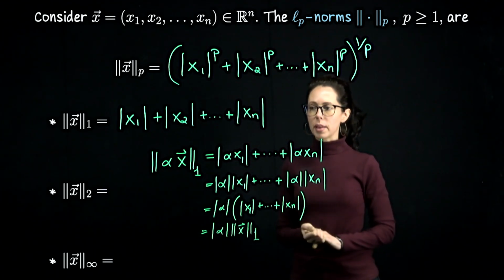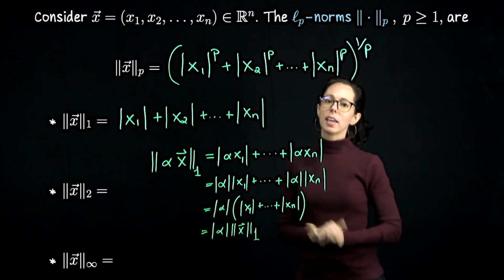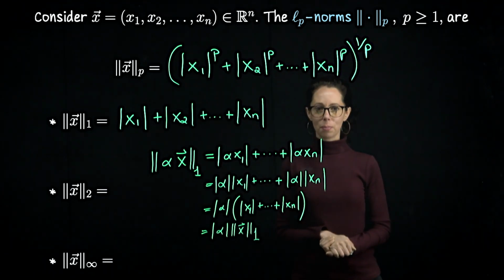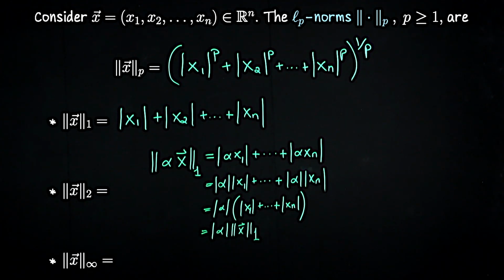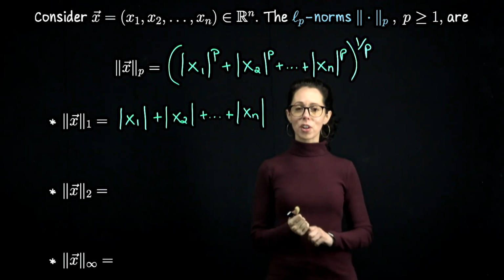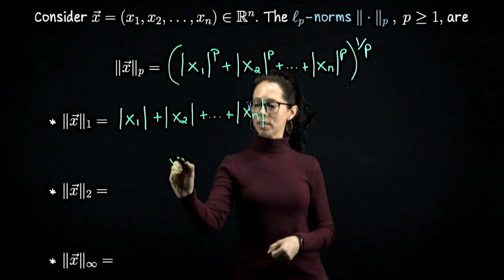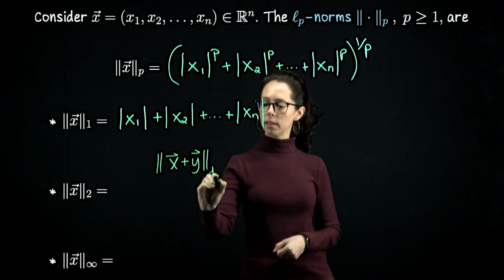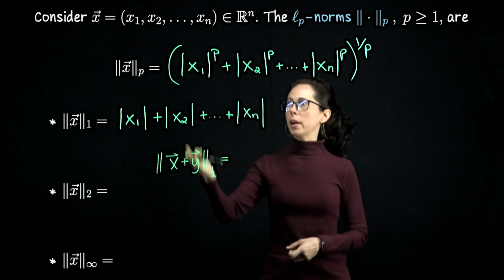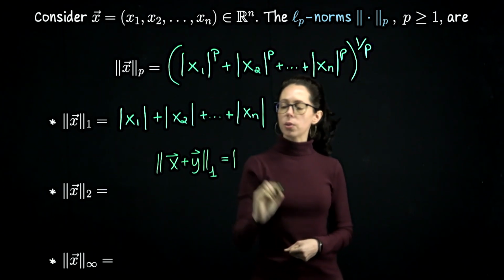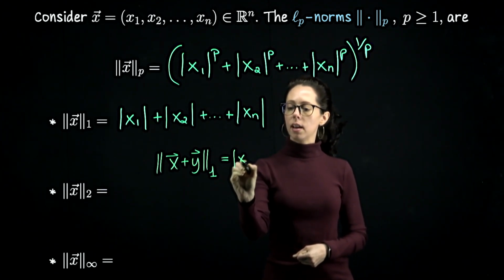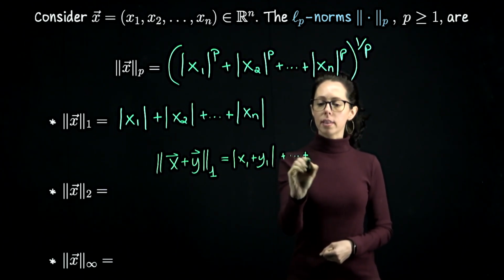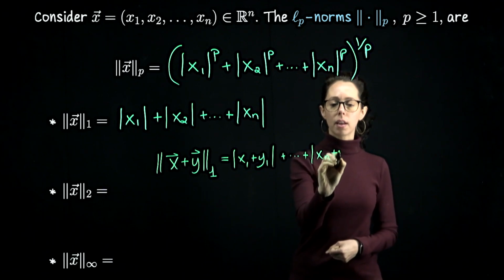Let me pause just for a moment so that you can write this down, I can erase it, and then we will just run through the triangle inequality for the L1 norm as well before moving on to the L2 norm. For the triangle inequality, let's take two vectors, add them together, and compute the L1 norm of that. Well, this vector addition is just pairwise adding together their coordinates so that this would look like the size of the sum of the first coordinate, so x1 plus y1, added to the size of the rest of them through xn plus yn.